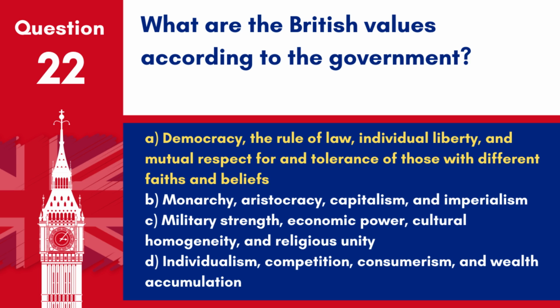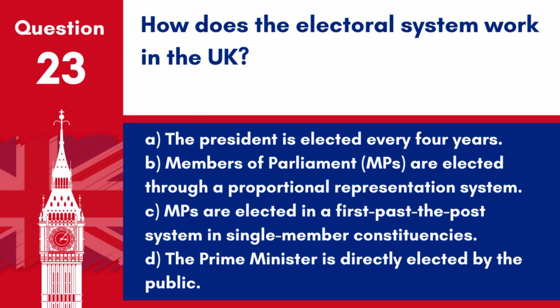Answer: A. Democracy, the rule of law, individual liberty, and mutual respect for and tolerance of those with different faiths and beliefs. These values underpin British society and are promoted by the government. Question 23. How does the electoral system work in the UK?